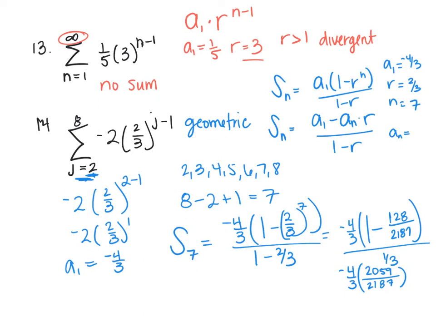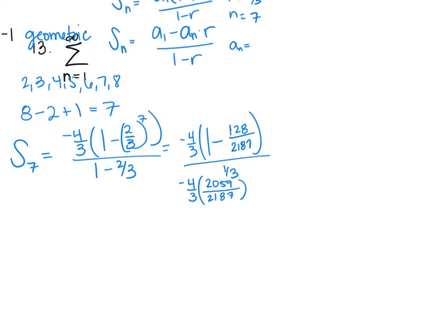And keep this in fractions. Let me move. Okay, so let's see. We're going to multiply this. And remember, this still has a divided by 1/3 factor. Let's actually do this right now. Negative 4/3 times 2059 over 2187 times the reciprocal 3 over 1.